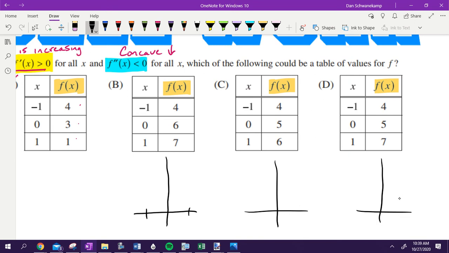Boom, negative 1 and 1. 1, 2, 3, 4, 5, 6, 7. This one goes 4, 5, 7. A graph like that. This one goes negative 1, 4, 5. Yeah, I can't put a dot in the right spot. 4, 5, 6. It goes like that. 1, 2, 3, 4, 5, 6, 7. 4, 5, 7.